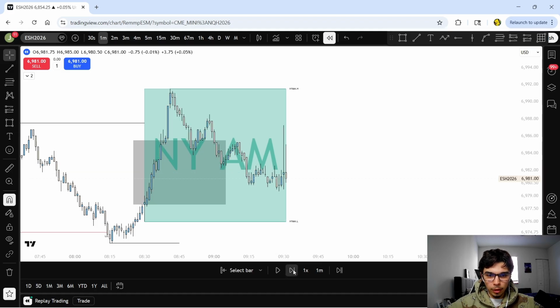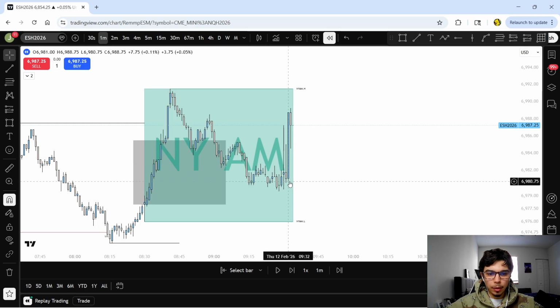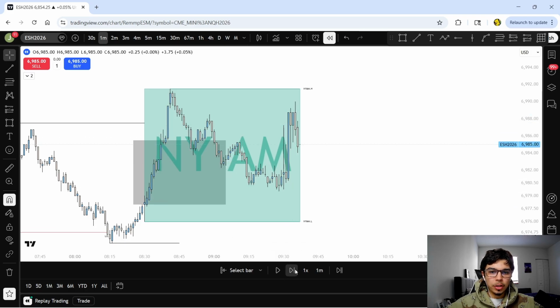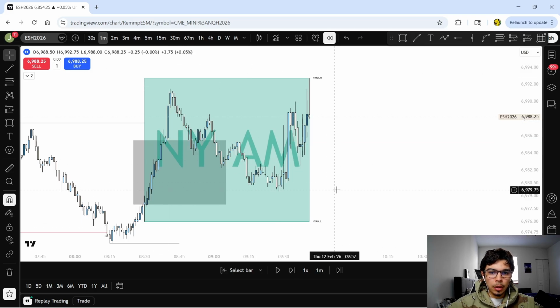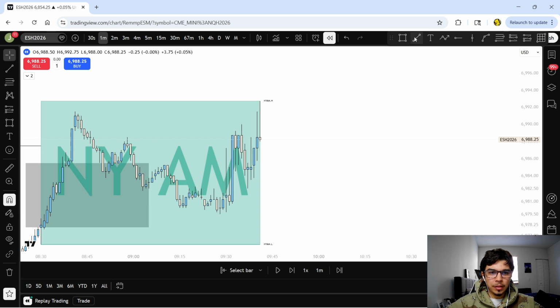Here's 930's wick. Okay, still have yet to do anything. Right here at 932, we get a good push higher. Still haven't really manipulated out of anything because we want to see a sweep of this high. Okay, awesome. Now we get a resweep of this high inside of that 15-minute fair value gap.